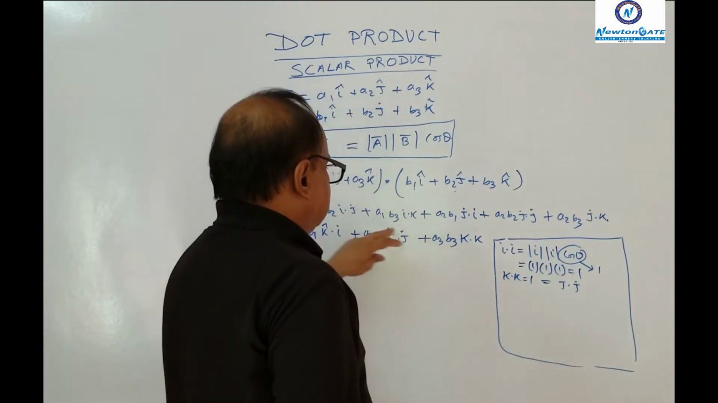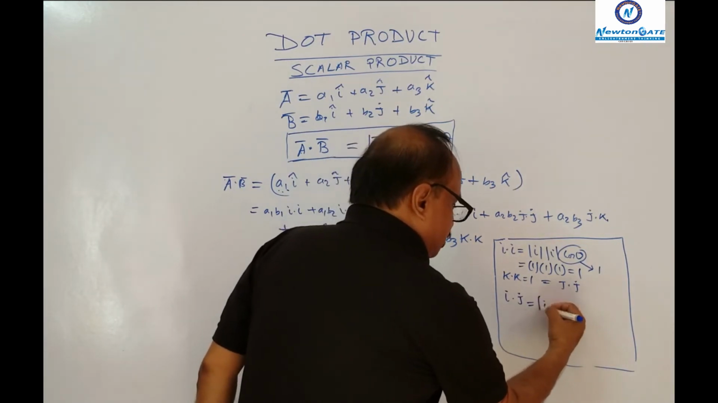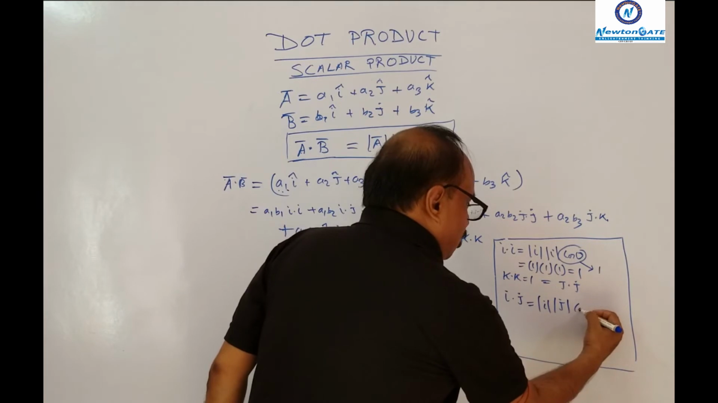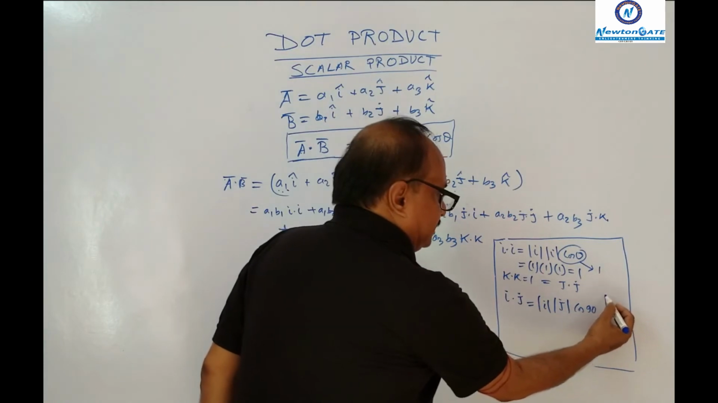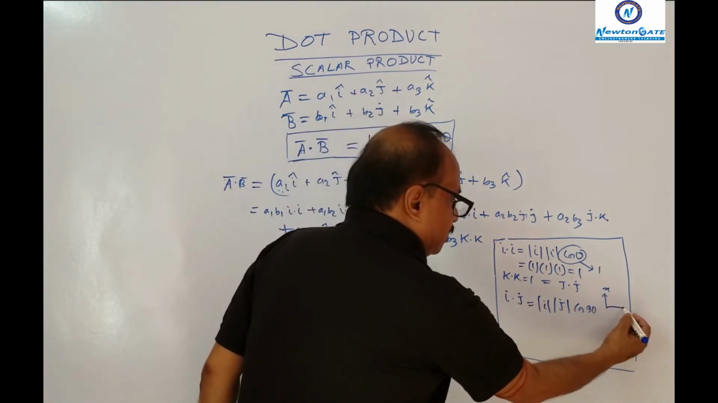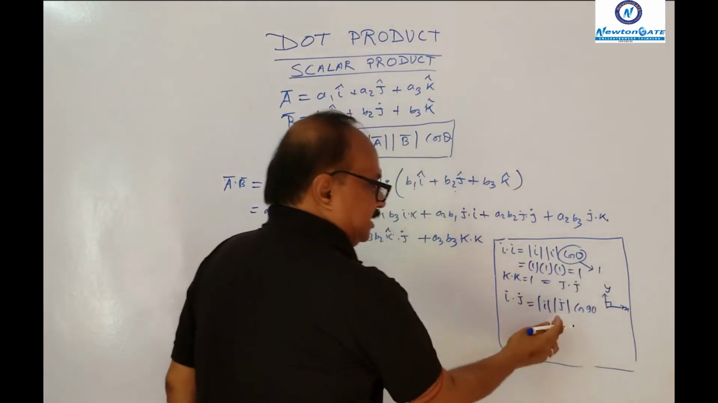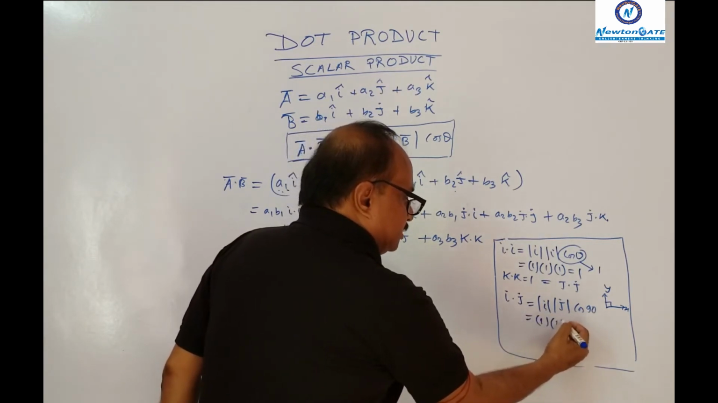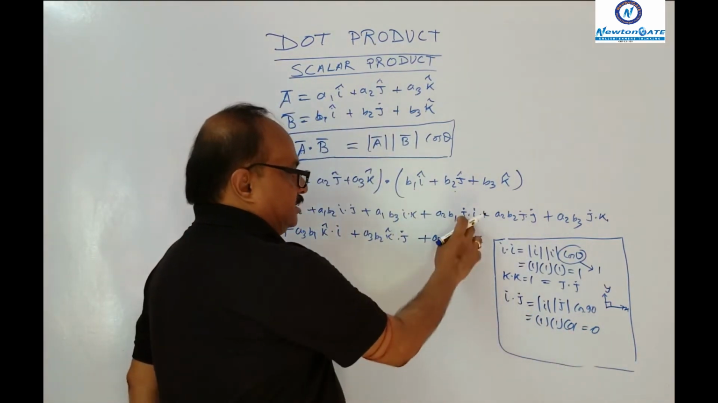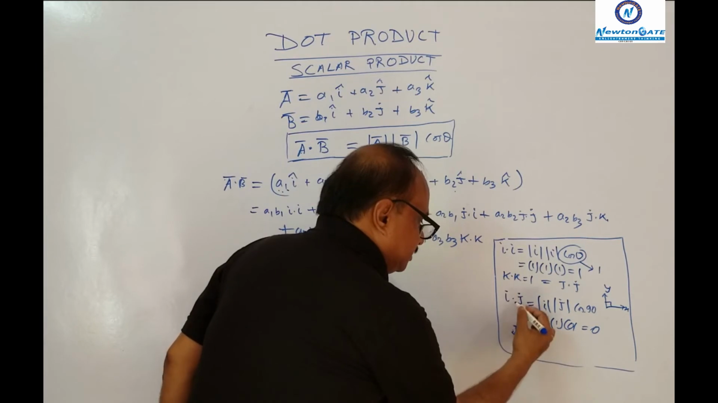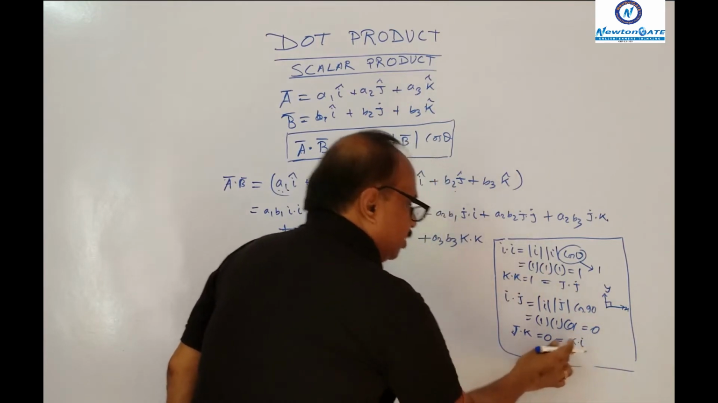Next, if I ask you what is i dot j? I dot j will be equal to magnitude of i, magnitude of j into cos 90 degrees. Why? Because i is along the x axis, and j is along the y axis. They have an angle of 90 degrees, and the magnitudes are 1 each. Cos 90 is 0, so i dot j is 0. Similarly, j dot i is the same thing, j dot k will be 0, and k dot i or i dot k will also be 0.